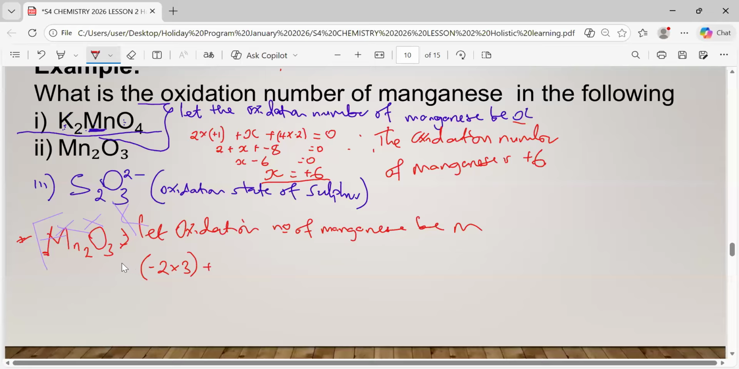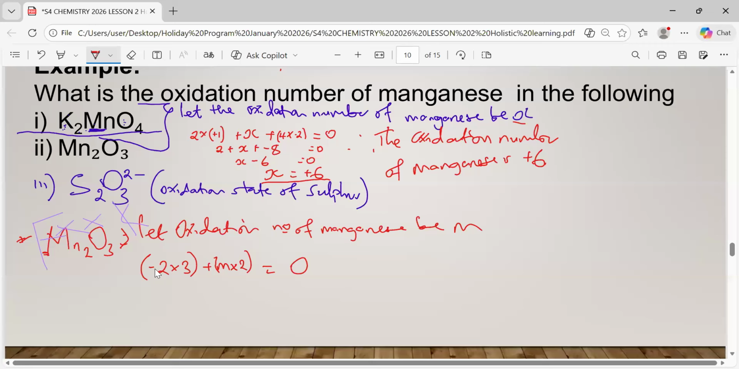Then we say plus M is equal to 0. But don't you think there's a mistake here? It is M, but there are how many atoms of manganese? 2, which means it should be M times 2. Have you seen? Times 2.